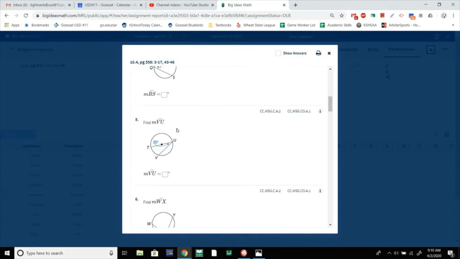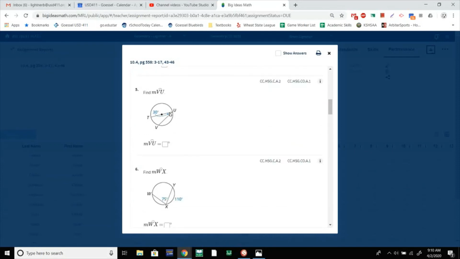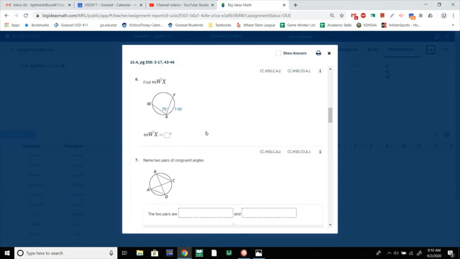Arc VU. Okay, that's VU. They don't want TV. They want VU, but remember you do have a diameter. So you know TVU is 180. Measure of arc WX. So you can find WY, and then you have the 110. So if you take 360 minus those two, that's going to be what's left here for arc WX.